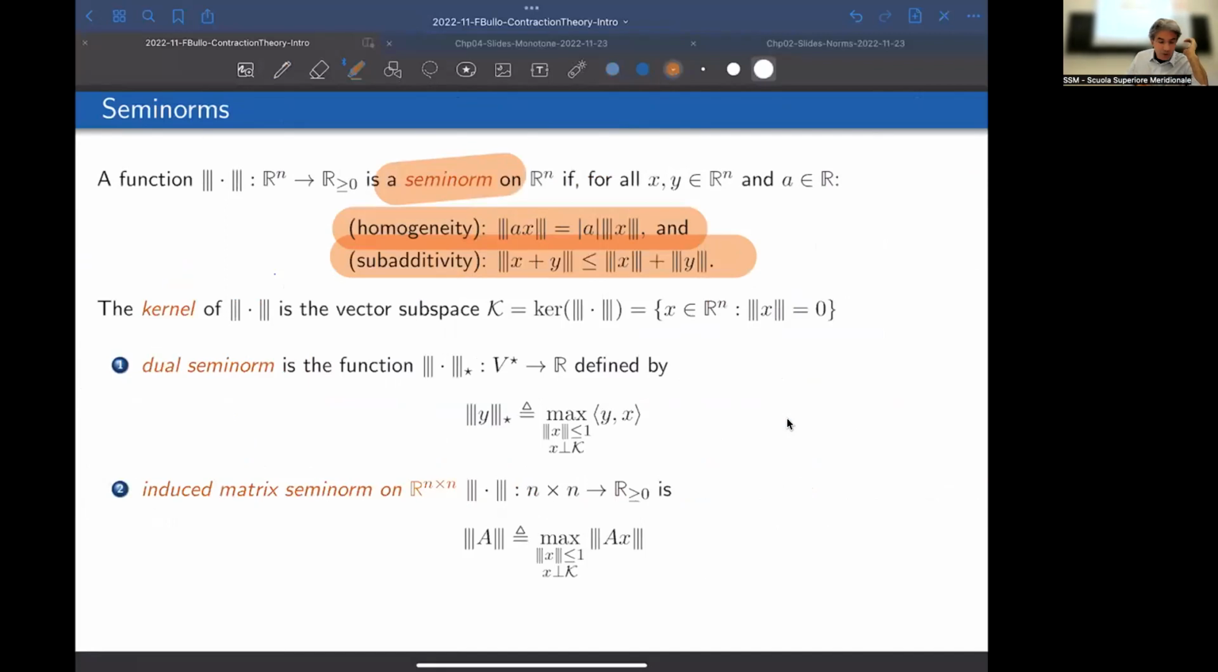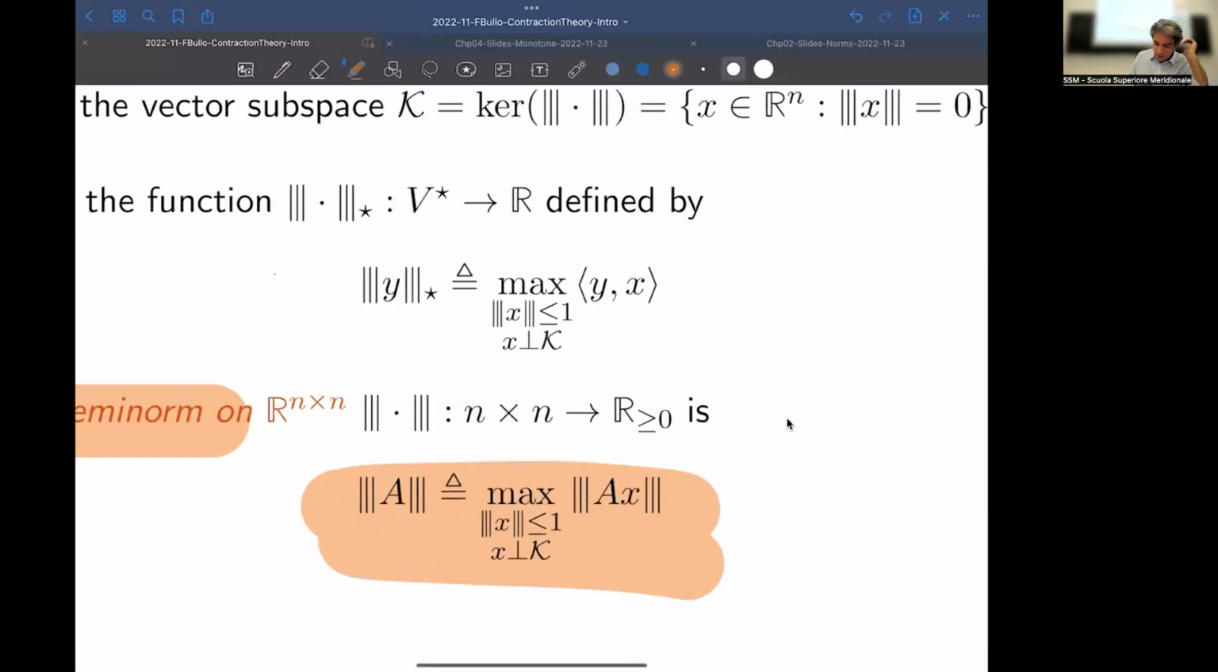The first is that, similarly to the case of norms, you can define induced matrix semi-norms. And in order for the definition to make sense, the argument X cannot be arbitrary. Otherwise, you put an argument in the kernel of the semi-norm, and then the definition is ill-posed.